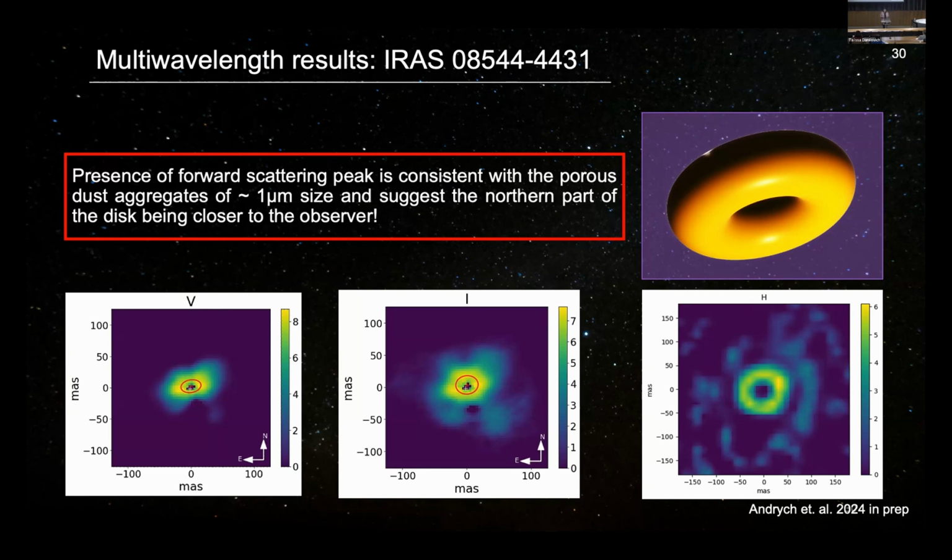While for small particles, scattering is isotropic, in case of relatively large particles comparable with the wavelength size, scattering is more efficient for the smaller scattering angles. Therefore, presence of bright forward scattering peak at these wavelengths is consistent with the porous dust aggregates of around 1 micrometer size. And this suggests also that the northern part of the disk is closer to the observer, so the disk oriented something like this, like a donut.